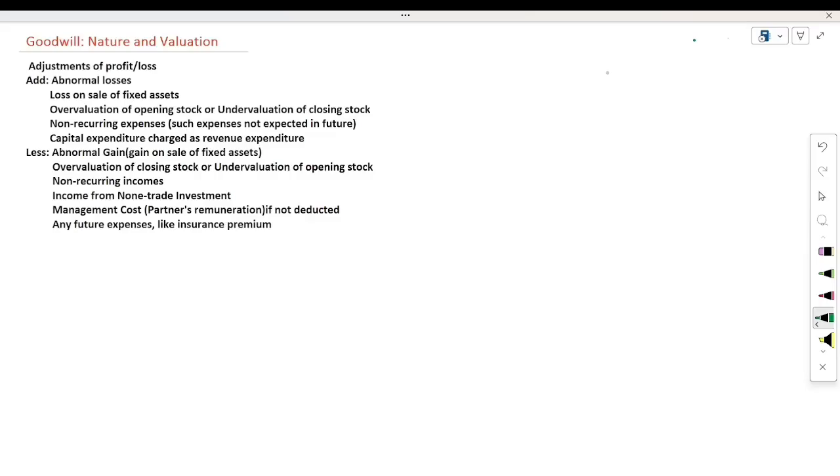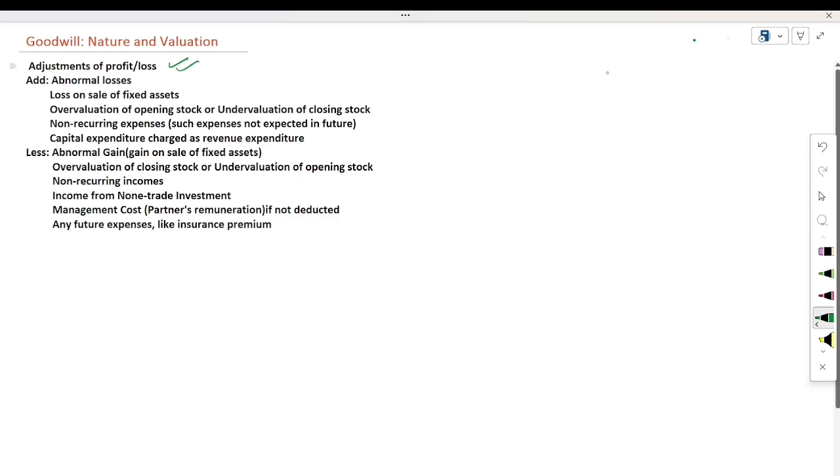Today in this video, we are going to discuss the adjustment part of the valuation of goodwill. In the previous video, we have already learned all the three methods of calculating the goodwill. In this video, we will do the adjustment part. So first of all, we have to understand what type of adjustment will come in this chapter. Here we have taken the examples of the adjustment.